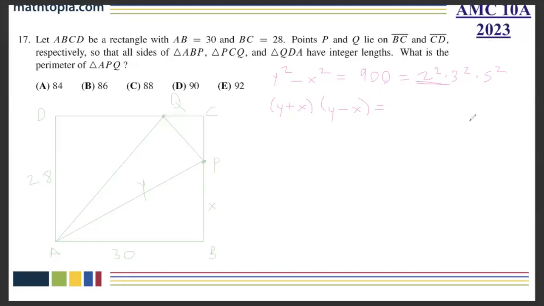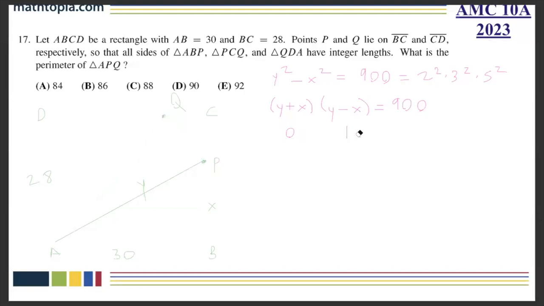So now the reason why the 2 squared here is very important is that if we try to assign these two numbers factors, right? So this is obviously the larger number, this is the smaller number. So this could be 900 and this could be 1, right? Except it can't. Why? Well, because if we add these two numbers together, we get 2y. So these two numbers should sum to an even number. So now we see the importance of this 2 squared term in the prime factorization.